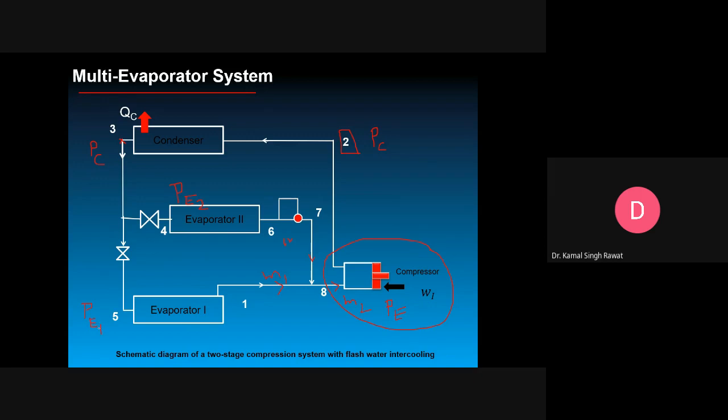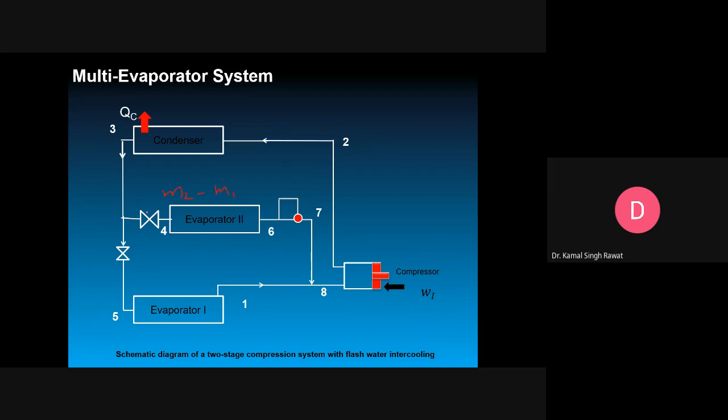Okay. Since the mass flow rate which is going into the condenser is M2, the mass flow rate which is going into the second expansion valve must be M2 minus M1. So this mass flow rate will be M2 minus M1, and M1 mass flow rate is sent into the compressor 1 through the expansion valve. So the mass flow rate which is going into the second evaporator is M2 minus M1.